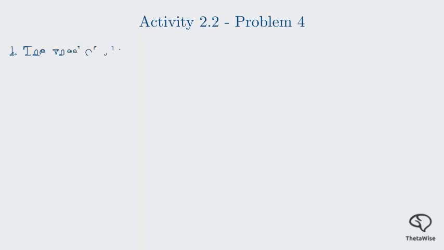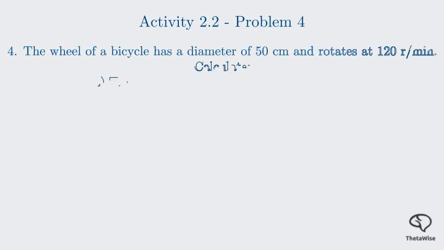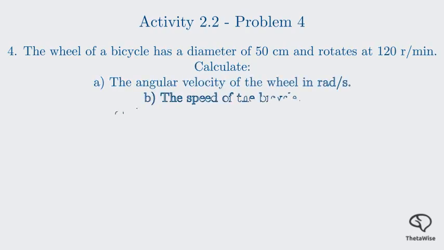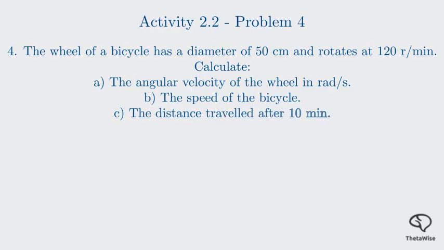The problem states, the wheel of a bicycle has a diameter of 50 centimeters and rotates at 120 revolutions per minute. We need to calculate its angular velocity, the speed of the bicycle, and the distance traveled after 10 minutes.